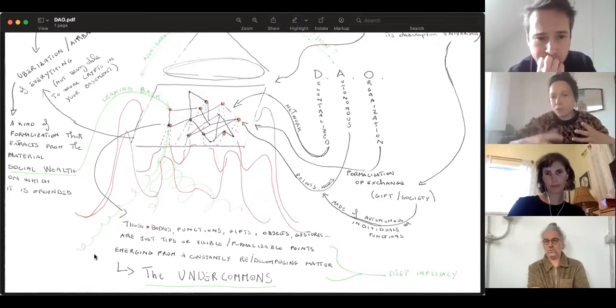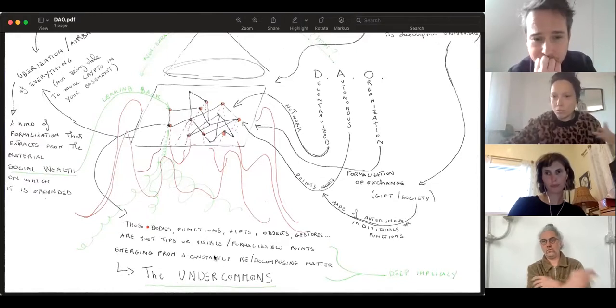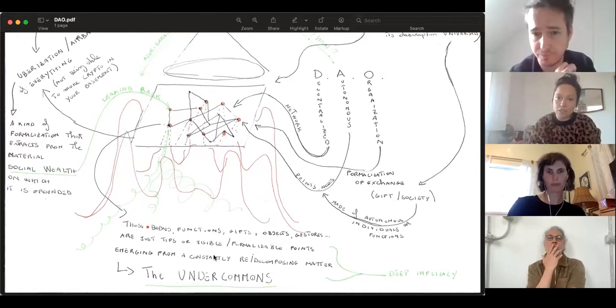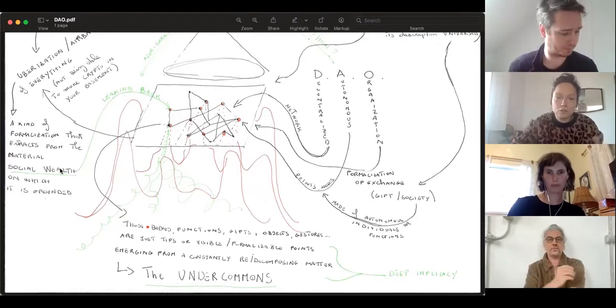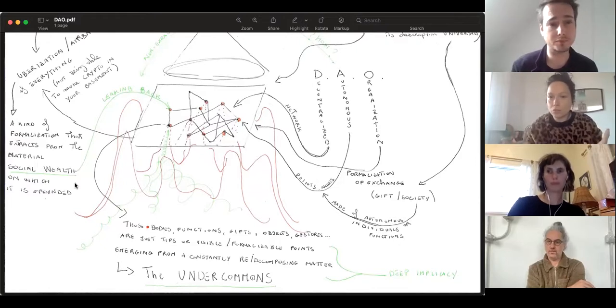It's what I call there the undercommon. So not even the commons, but that which generates the common. And for me, that is, I put it in green because it's also connected to the social wealth. This is all grounded on social wealth.